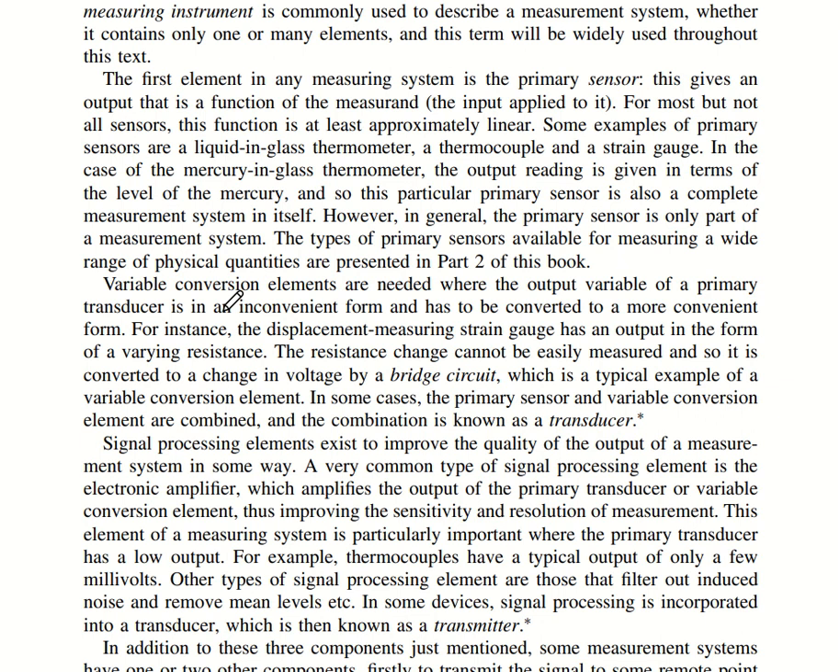In the case of a mercury-in-glass thermometer, the output reading is given in terms of the level of mercury, so this particular primary sensor is also a complete measurement system in itself. But in general, the primary sensor is only one part of a measurement system, not the whole system. We will study the types of primary sensors available for measuring a wide range of physical quantities in the next chapter.